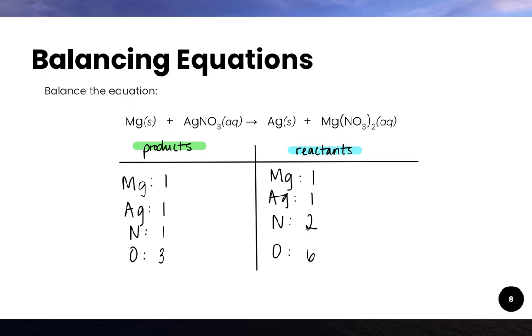So let's start by balancing our oxygens and nitrogens by adding a 2 in front of silver nitrate. So that will change all of these, and now we're balanced almost everywhere except for our silver. And that's an easy one to fix because it's all by itself. We just add a 2 in front, and now it's balanced.